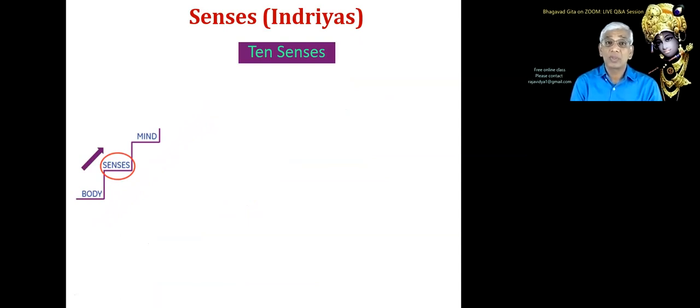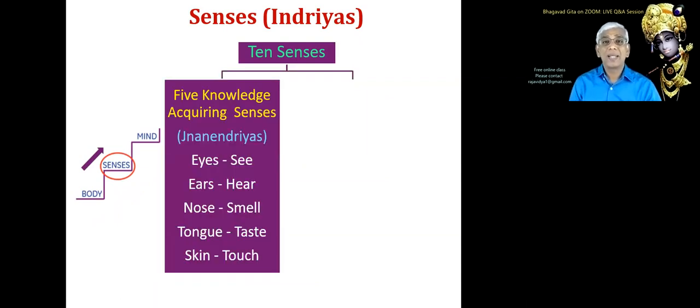So what are those 10 senses? There are 5 knowledge acquiring senses. The knowledge acquiring senses means in our body we have these senses with which we are gaining knowledge. For example, today I am presenting and you are listening to this. I am able to present because I am able to see the slides and go through them. And you are also able to get this knowledge because you are able to see the slides and hear what I am saying. In this way, our senses are working. With these knowledge acquiring senses, we are getting the knowledge.